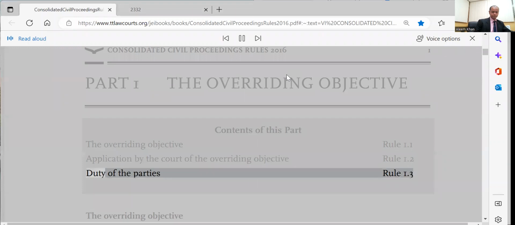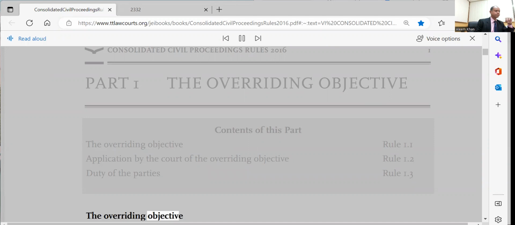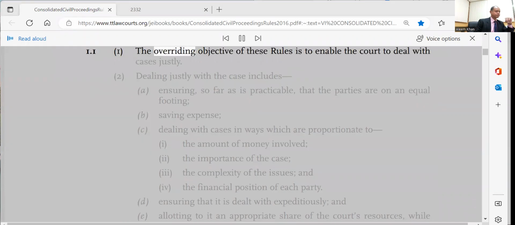Rule 1.2 Duty of the parties. Rule 1.3. The overriding objective. 1.1 The overriding objective of these rules is to enable the court to deal with cases justly.